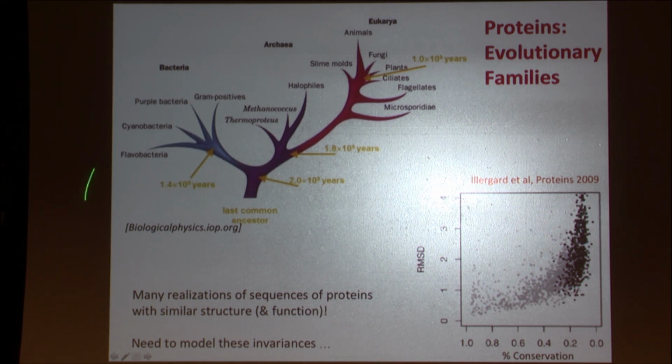So if we have all these sequences, then we have essentially that nature has sampled the space of possible sequences associated to one particular structure, and we should be able to do something and model these invariances.